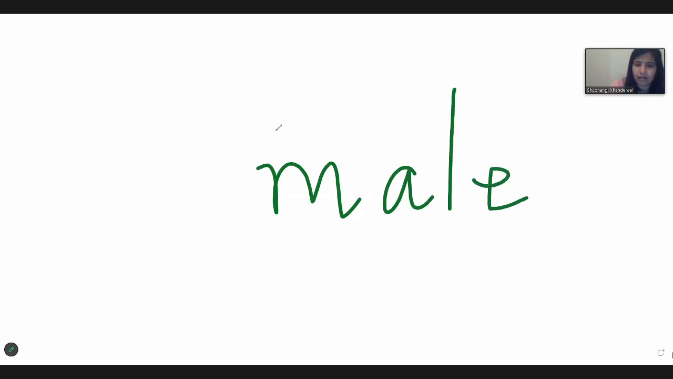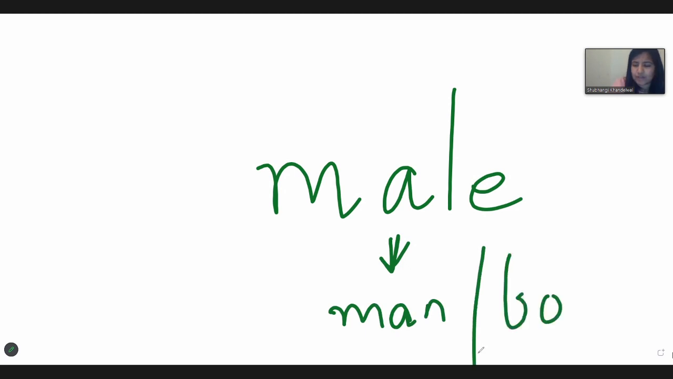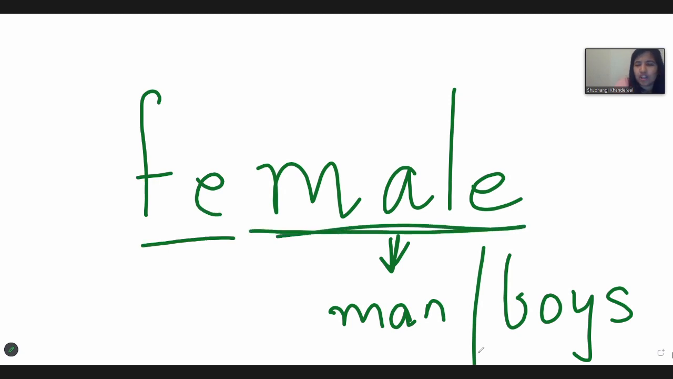You know who's a male? Male refers to a man or boy. It's male for boys, but when we add F-E, female, those are girls. When you go out, do you look for the male restroom or the female restroom? Okay, fantastic. So at least you know the meaning of male and female.